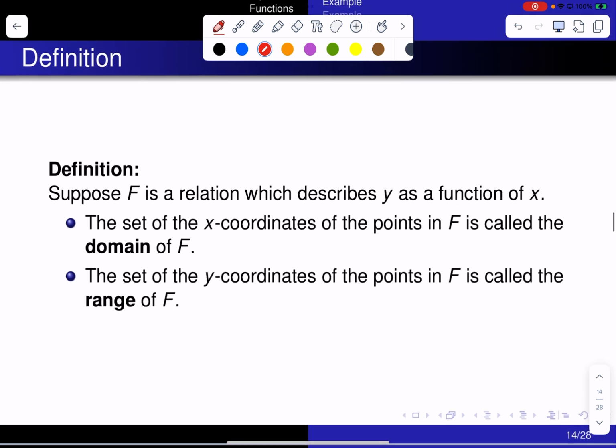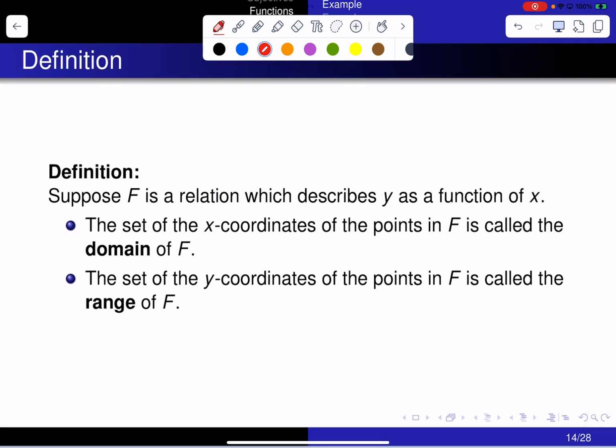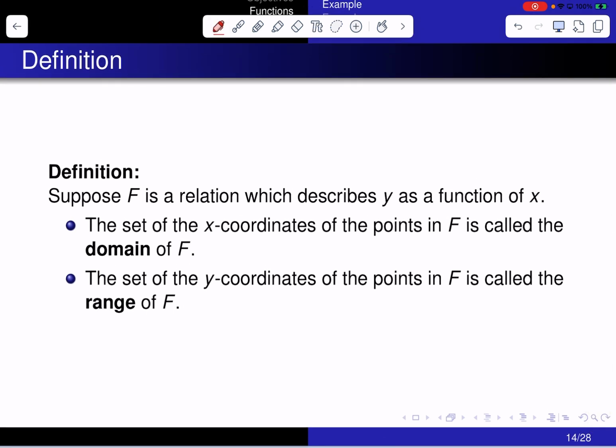All right, domain. Is everybody familiar with domain and range? This is really the last thing. I can get this done. Domain is the set of all what? X coordinates. So suppose F is a relation, a set of ordered pairs, which describes y as a function of x. In other words, it passes the vertical line test. So we have a function.